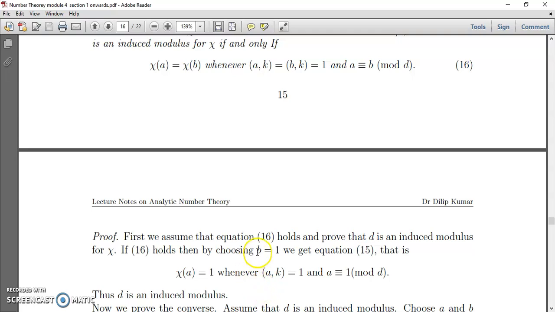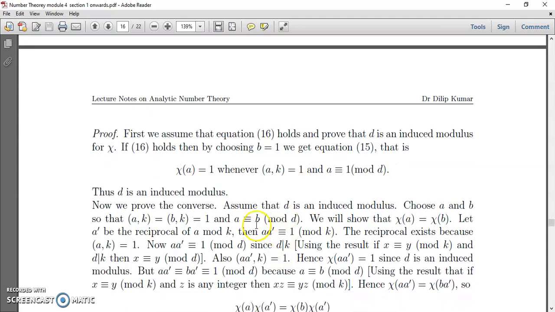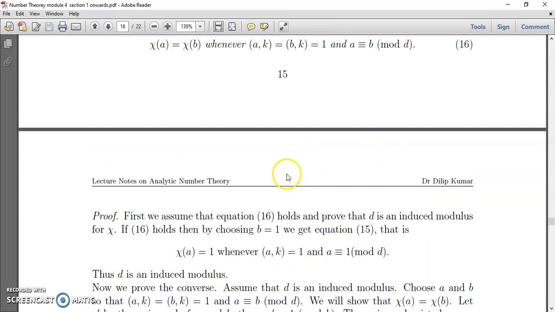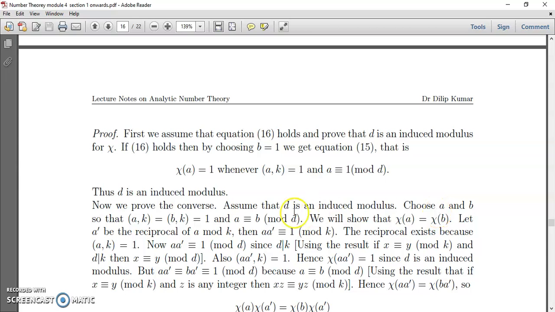Now the converse part. Here we will assume that d is an induced modulus. Now to prove that chi of a is equal to chi of b, we have to assume this condition. So first we assume that d is an induced modulus, then choose a and b so that GCD of (a, k) and GCD of (b, k) is 1 and also a is equal to b mod d. Then what we have to show is chi of a is equal to chi of b.